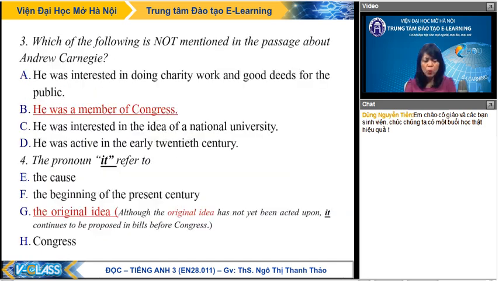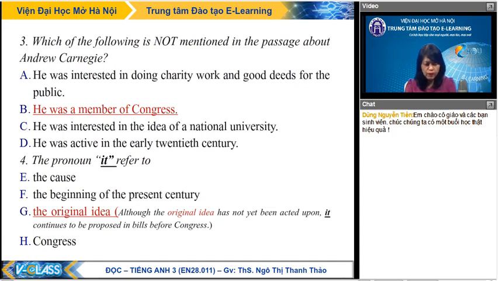Question number 3. Which of the following is not mentioned in the passage about Andrew Carnegie? So, he was a member of the Congress. Yes or no? No, he's not a member of Congress. Interested in doing charity. You can find information that he's very interested in the idea of the National University of George Washington, and he was also very active in the early 20th century. You can find these three pieces of information here except the second one, he's not a member of the Congress, so B is out.